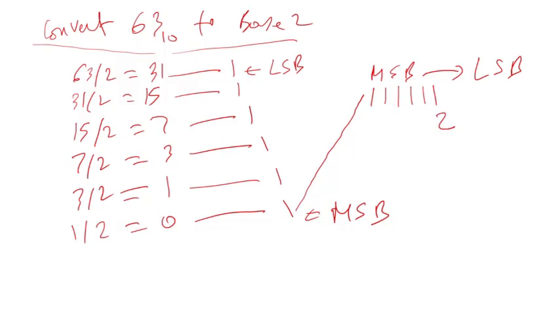So that's how you convert from one base to another. And basically that's how the computer works, because to the computer, 63 has to be in the equivalent of zeros and ones.